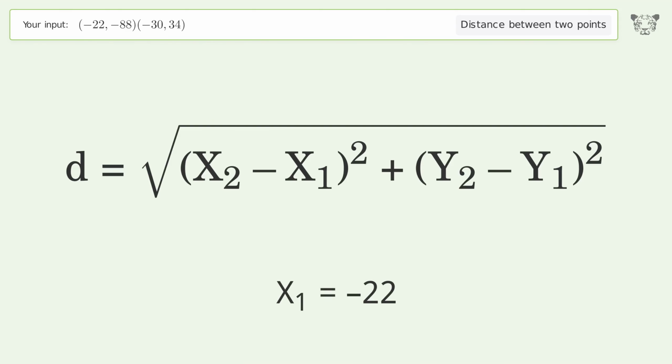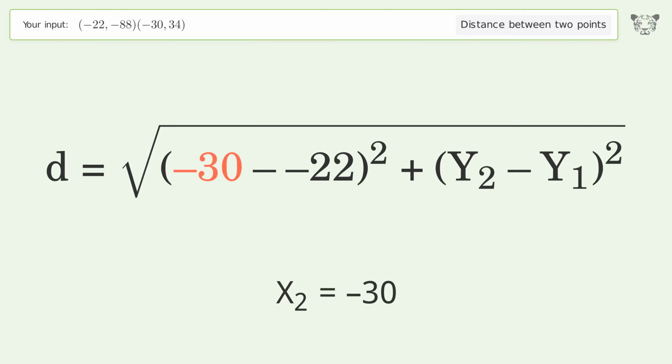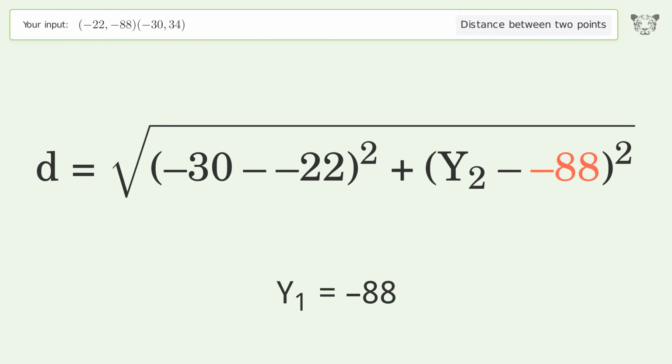x1 equals -22. x2 equals -30. y1 equals -88. y2 equals 34.